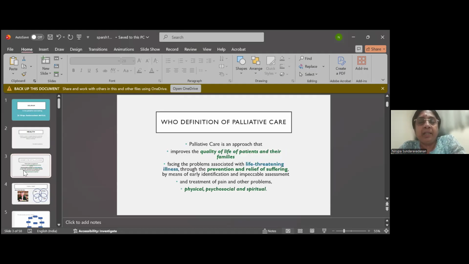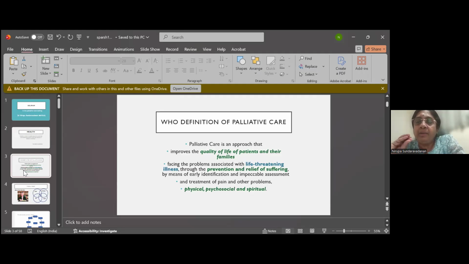And when it comes to palliative care, what does the WHO tell us? The WHO tells us that palliative care is an approach that improves the quality of life for patients and their families facing problems associated with life threatening illness through the prevention and relief of suffering by means of early identification, impeccable assessment, and treatment of pain and other problems, physical, psychosocial, and spiritual.